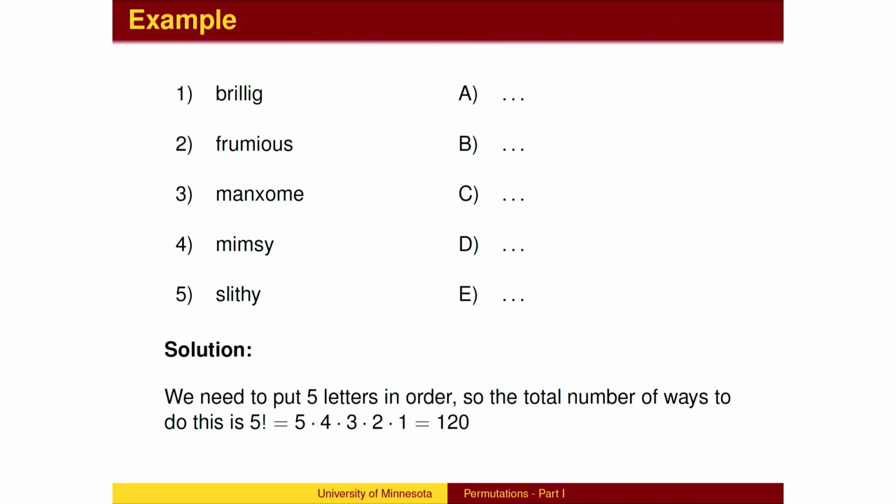This is a permutation question. You are required to list the 5 letters in order, so the answer is 5 factorial, which is 120.